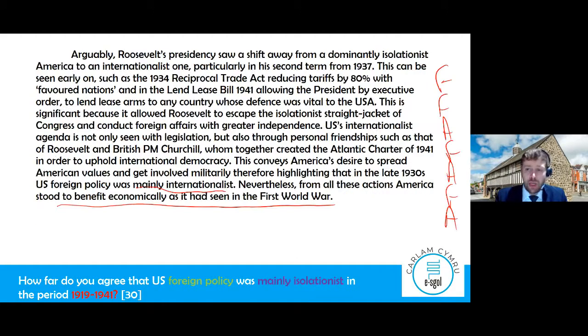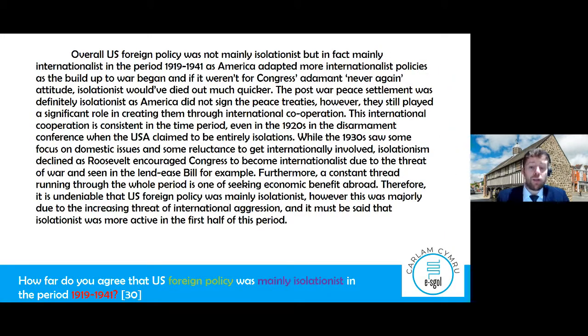Again, you yourselves, afterwards, after the session, go back and look and see where you can identify the peak structure there. And this then would be my conclusion. So this way, hopefully you'll see the idea of conclusion is you're drawing all your mini conclusions together. Was it isolationist then? Into an overall answer of whether or not it was mainly isolationist across the whole time period.